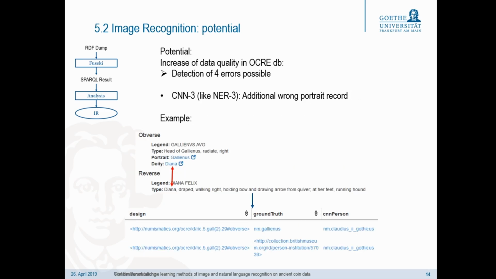The entry of an additional wrong portrait record, CNN3, can also be solved. The results of the IR model for this type do not contain the goddess Diana, who is located on the reverse of that coin. So we can detect that error too.